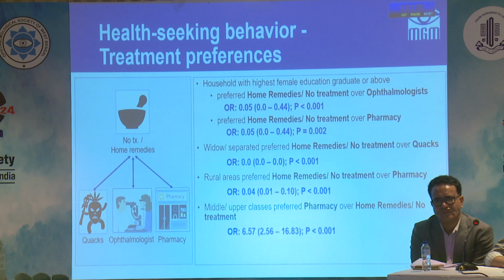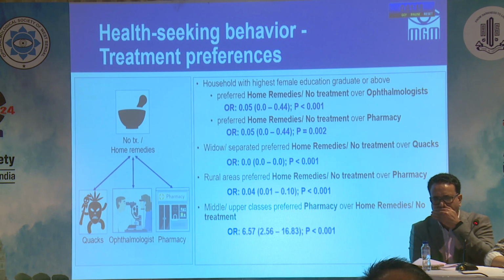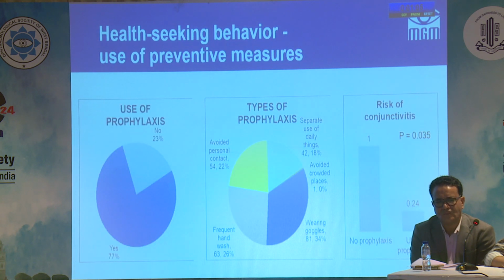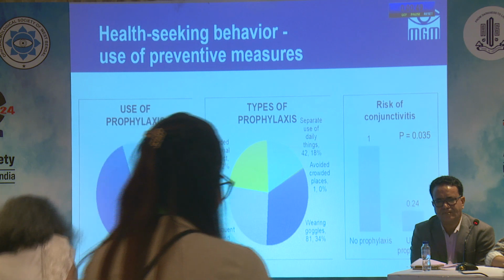graduate level or above preferred home remedies or no treatment over ophthalmologist or over pharmacy. Widows or separated or living alone preferred home remedies and no treatment over quacks. People in rural areas preferred no treatment over pharmacy, and only the middle and upper socioeconomic category patients preferred pharmacy over home remedies. There was no trend for ophthalmologists. Majority of the patients used prophylaxis. The most common prophylaxis was wearing goggles or frequent hand washing, and we found that the risk rate of outbreak spreading into the family was much less if the index patient had used some form of prophylaxis.